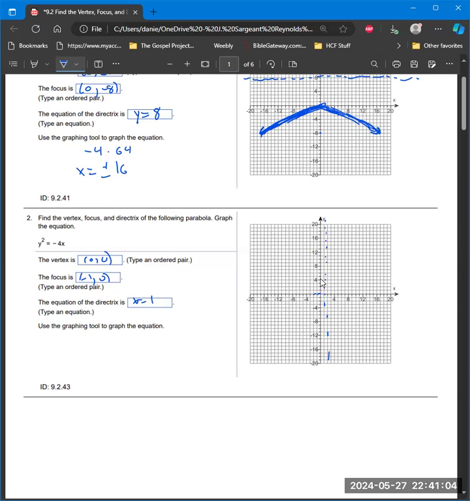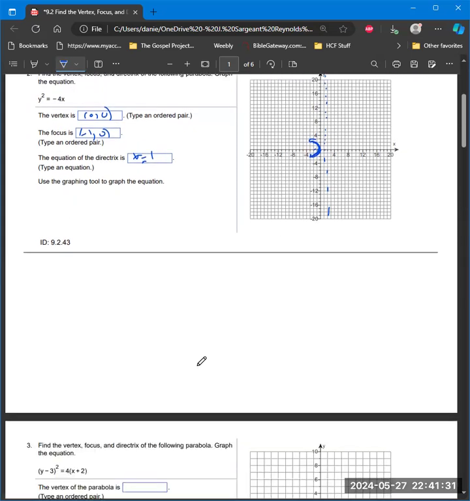And when x is negative 1, y squared equals 4. So (-1, 2) and (-1, -2). And it's going to open like that. And you can carry it out further. Your graphing tool will help you do that.